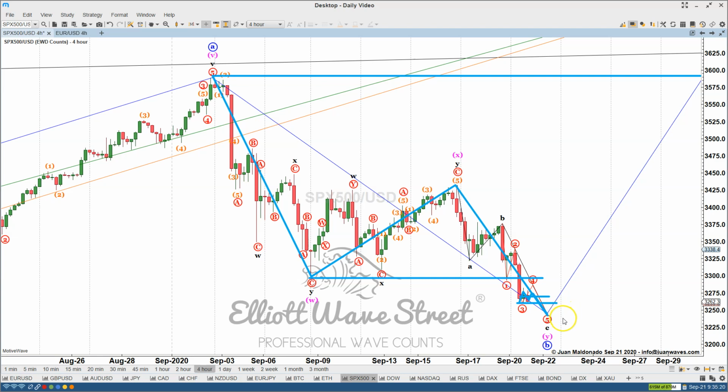Now, let me tell you my magic level. On the index, 3340. On the ES, the E-mini, 3330, because the index and the E-mini right now are 10 points apart. So that's my magic number for finding the end of wave 5.